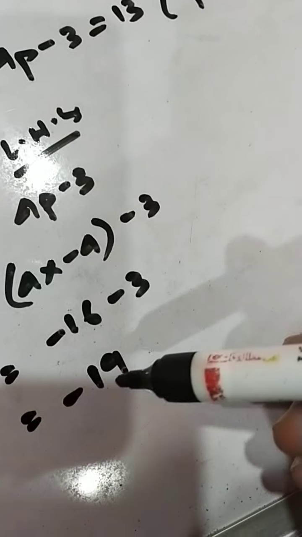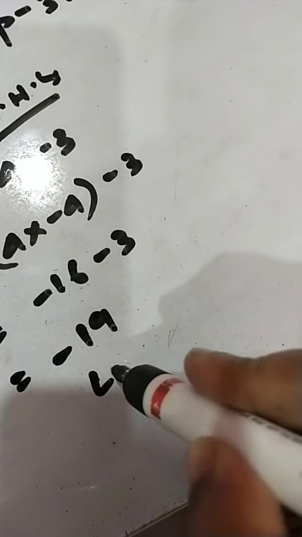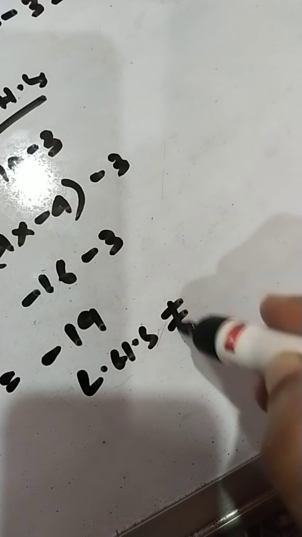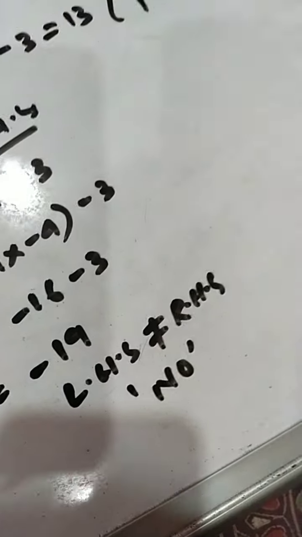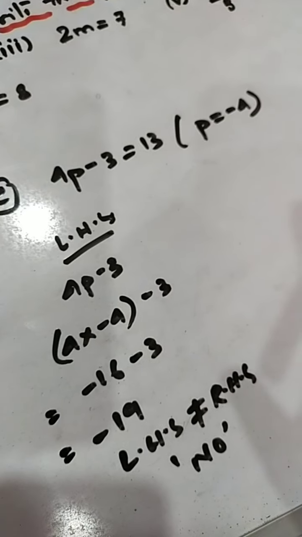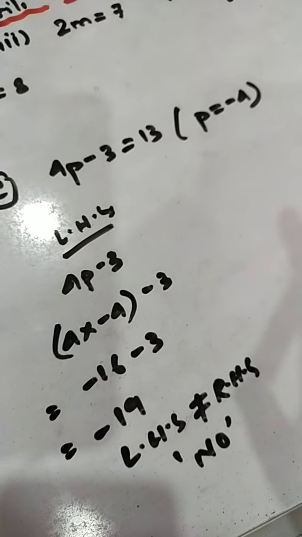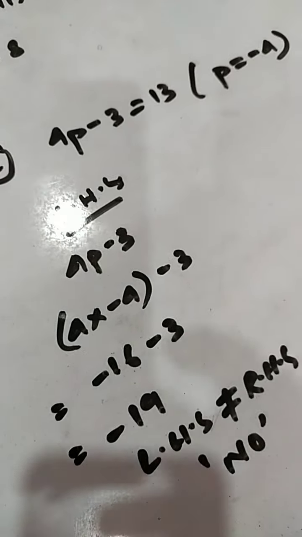So this time also we see that the LHS value is not matching with RHS. So we'll write LHS is not equals to RHS. So the conclusion is no. So this is what you have to do with each and every sum of question number 2. Okay. So now let's move on to sum number 4.